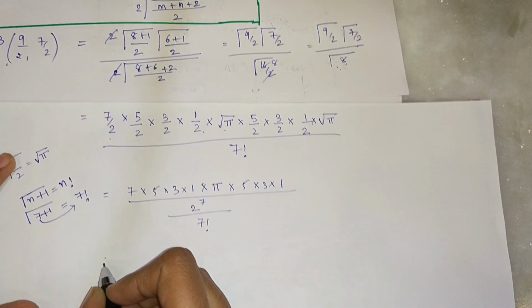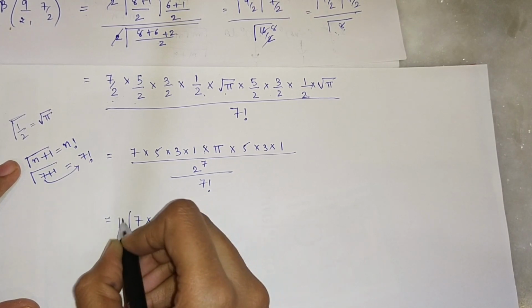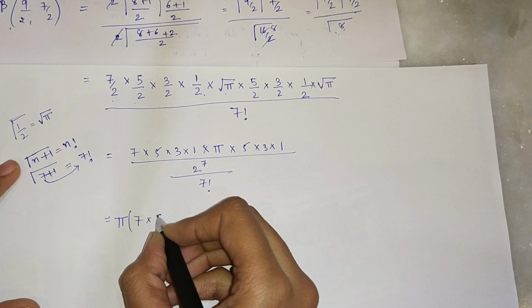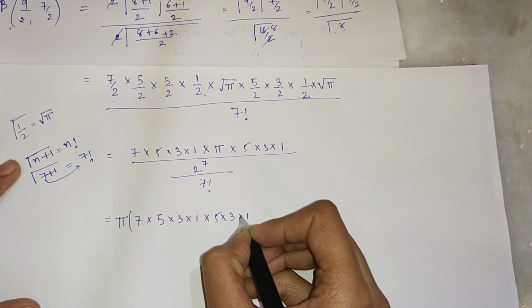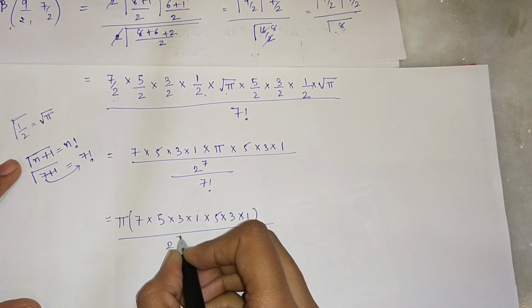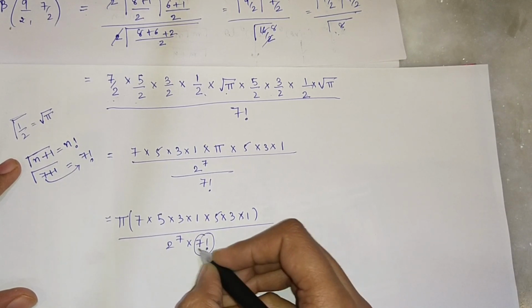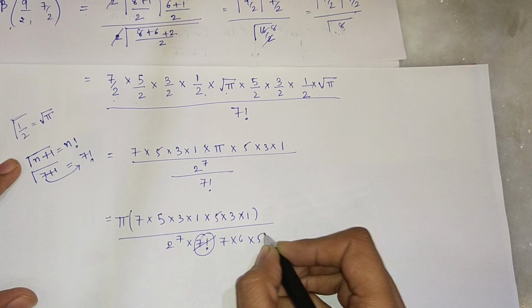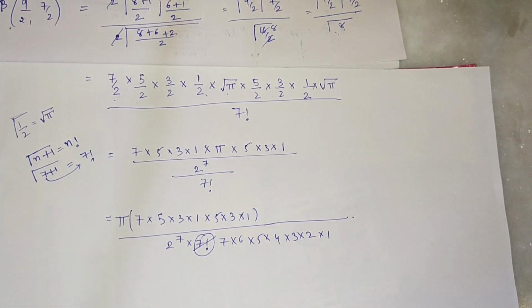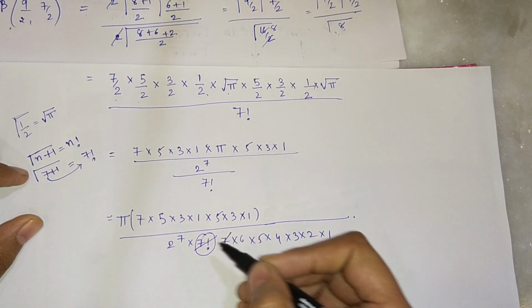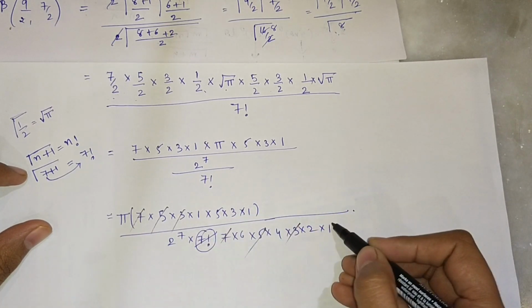So I can rewrite this equation as 7 into 5 into, this pi I'm writing outside. So 5 into 3 into 1 into again 5 into 3 into 1 divided by 2 raised to 7 into 7 factorial. But 7 factorial is equivalent to 7 into 6 into 5 into 4 into 3 into 2 into 1. So from this, this 7 and this 7 will get cancelled, this 5 and this 5 will get cancelled, this 3 and this 3, 1 and 1.